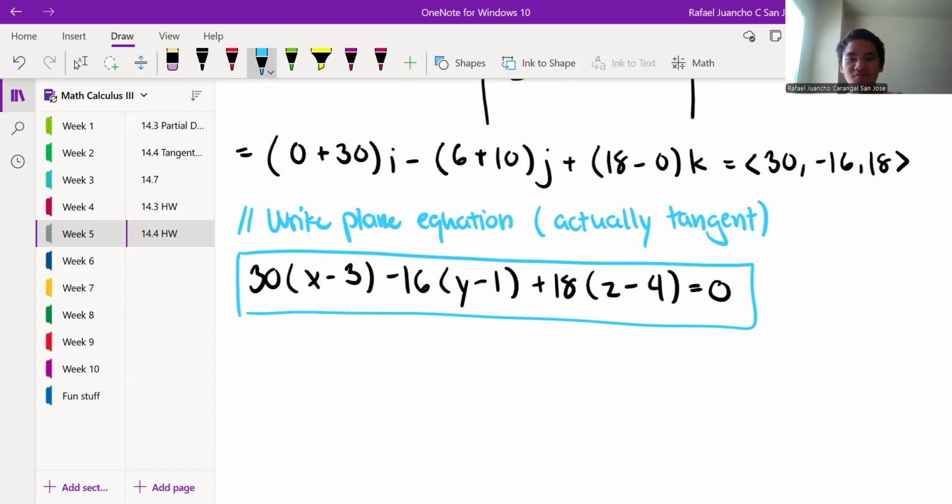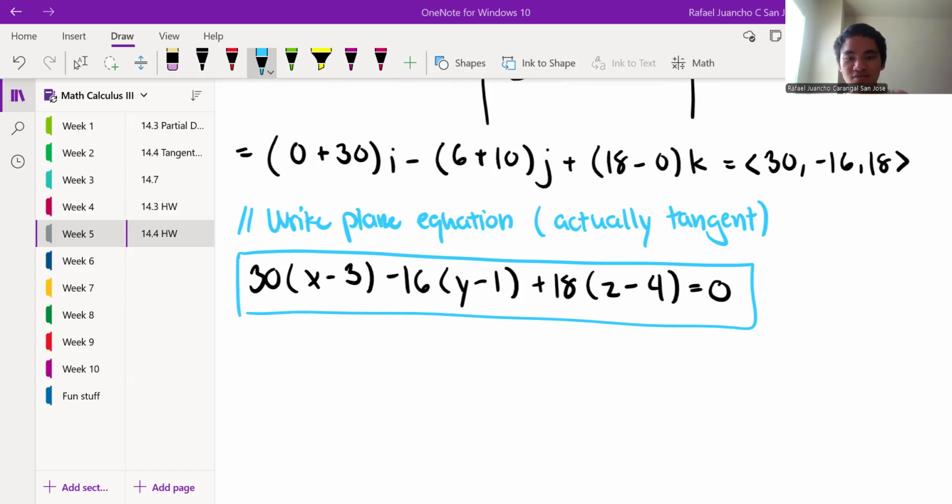Okay, so that's the tangent thing. Okay, let me go back and do that real quick. So 30 times x minus 3, minus 16 times y minus 1, plus 18 times z minus 4 equals 0. Right? Let me see if we actually got it. I hope we did. If not, then that's okay. Yes, we got it.